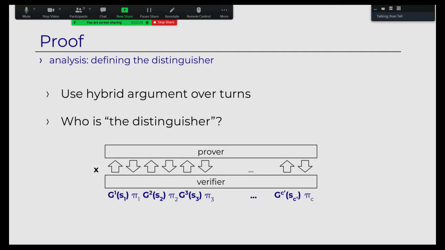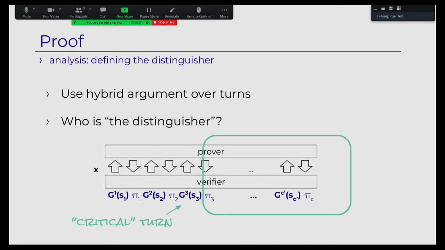We're going to use a hybrid argument over the turns naturally, because we want to break a single instantiation of the generator. And there's a subtle issue of who is the distinguisher in each hybrid. So assume that this turn over there, the third one, is the critical turn in which there's a gap in the probability of acceptance. The distinguisher is everything to the right, the sub-protocol that comes later on.